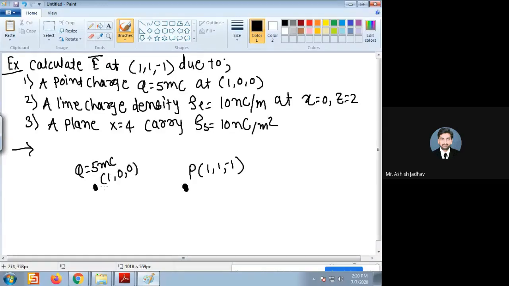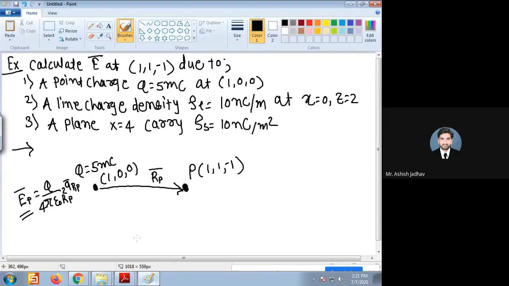Right? So first thing you need to find is the electric field intensity because of this point charge. So let us consider this as R1, or let's say RP. RP bar you need to find. Then you can use the formula to find the electric field intensity because of point charges. Let's say Q upon 4 pi epsilon naught R square A bar R. Now in this case RP. Right? So you can get this EP bar.